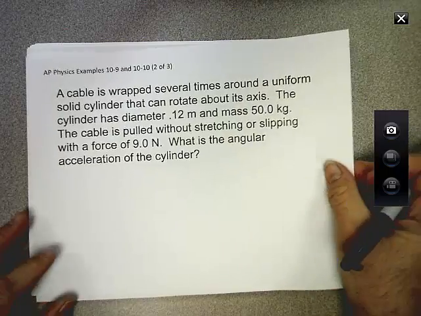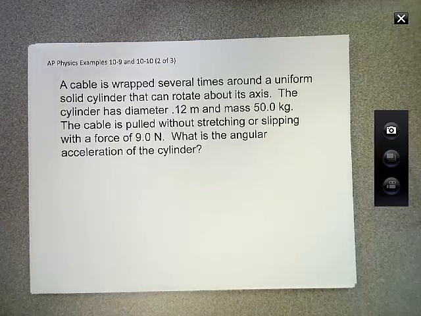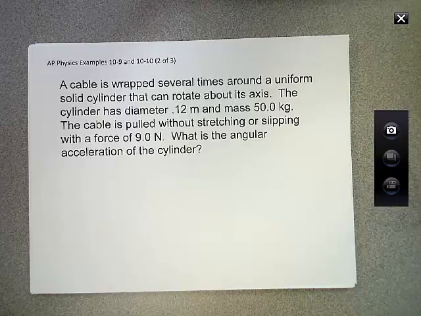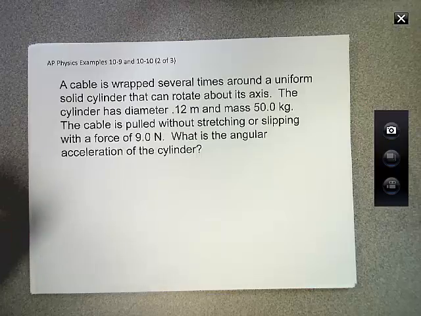Okay, a couple of examples. A cable is wrapped several times around a uniform solid cylinder that can rotate about an axis. The cylinder has a diameter of 0.12 meters and a mass of 50 kilograms. The cable is pulled without stretching or slipping with a force of 9 newtons. What is the angular acceleration of the cylinder?